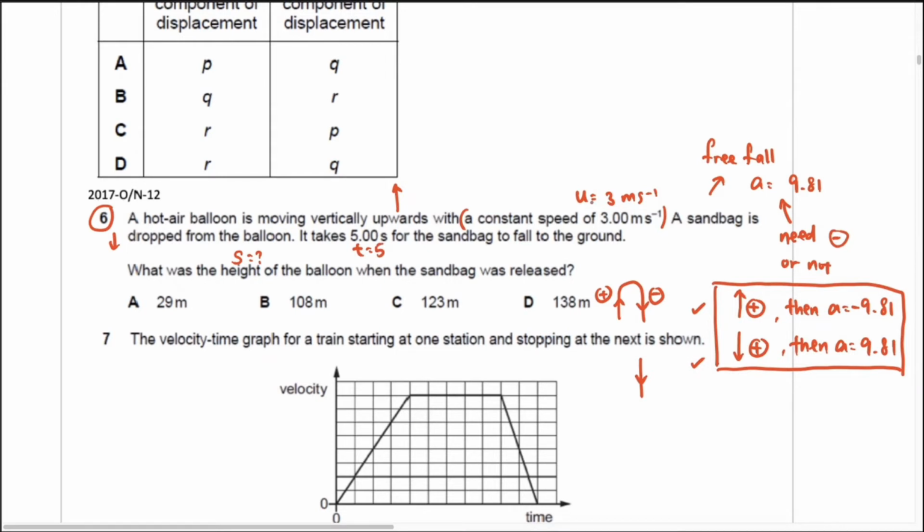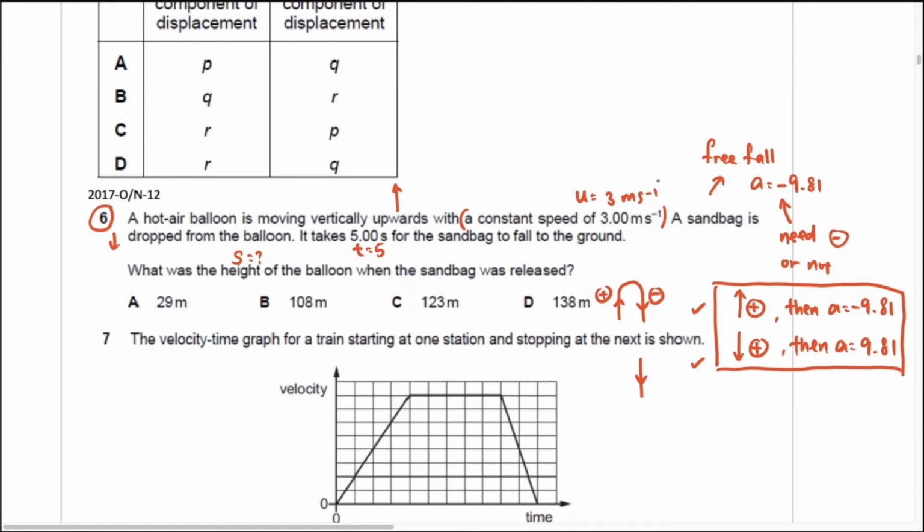Okay, so now we have U, A. Need negative or not? We need negative because we assume up to be positive, down to be negative. Need negative, yes, we need negative because we have up and down. So we have U, we have A.